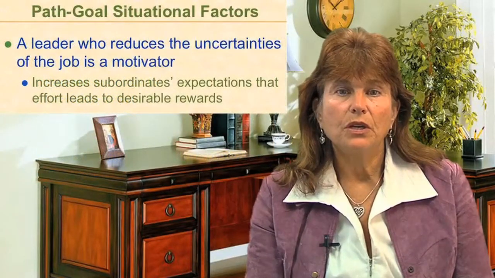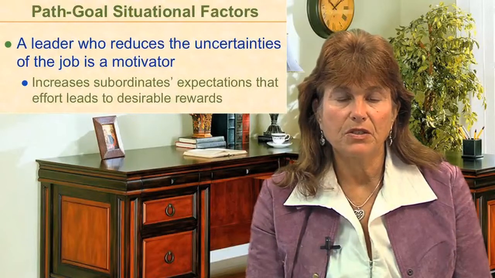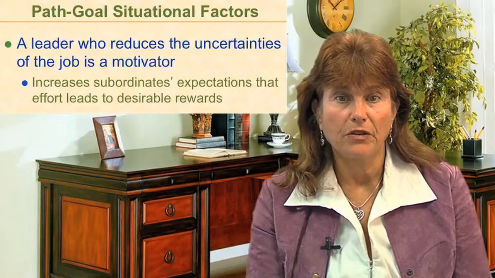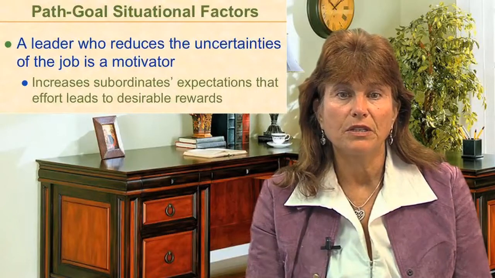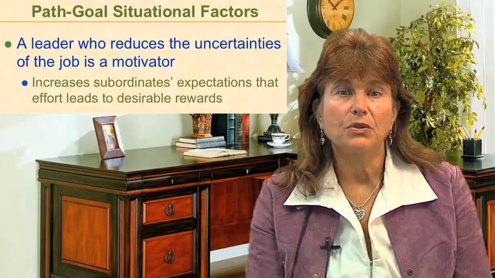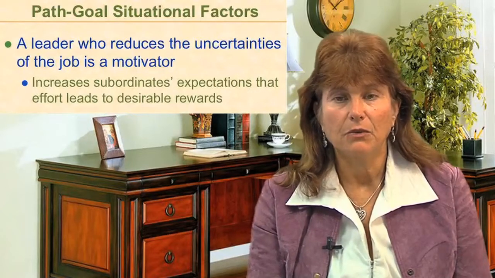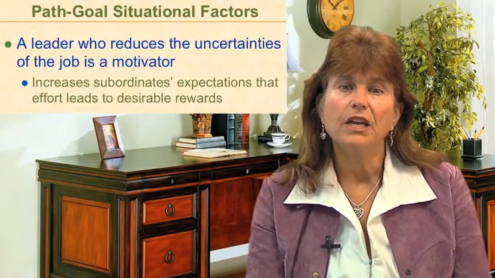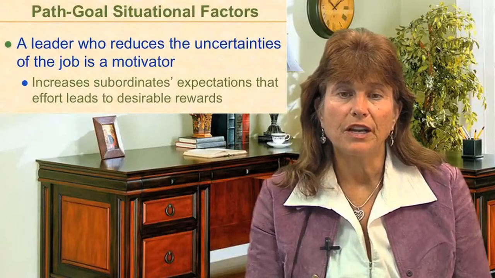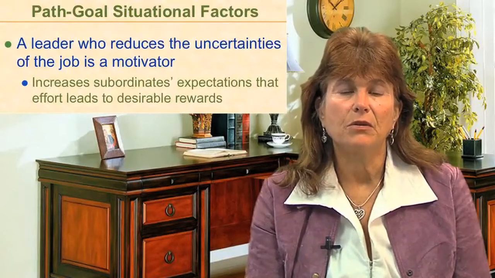A leader who helps reduce the uncertainties of the job for employees is often called a motivator. What they do is increase the expectations of the subordinates so that their efforts lead to more desirable rewards. We're actually going back to a little bit of expectancy theory that we talked about in motivation: if I expect to be able to do this work and I have the knowledge, skills, and abilities, then I'm going to do it, and it's going to lead to my desired outcome, and then I'll be rewarded.